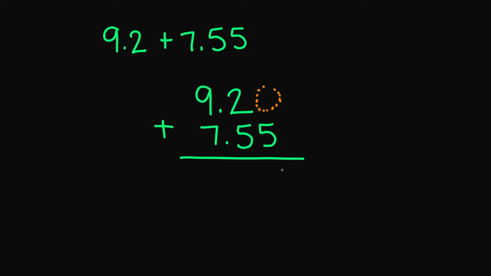0 plus 5 is 5. 2 plus 5 is 7. Add your decimal point. And then you have 9 plus 7 is going to be 16. So your final answer is 16.75. What about 22 plus 3.26? Let's go ahead and line up our problem here.